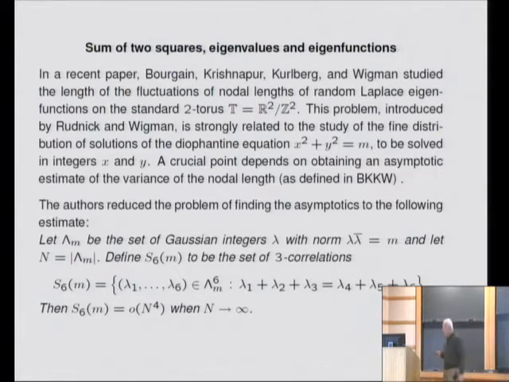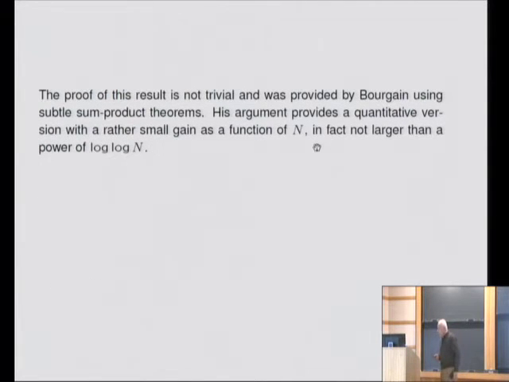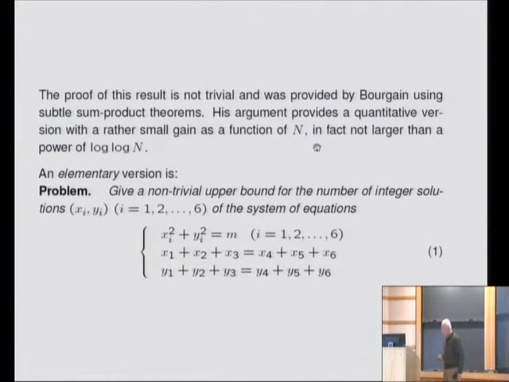So the next thing to do, let's see if I can change again. So this is the elementary version, x1 squared plus y1 squared and so on. There are six variables, and then I have this, and you have to count the number of integer solutions of this system of equations. There are eight equations.